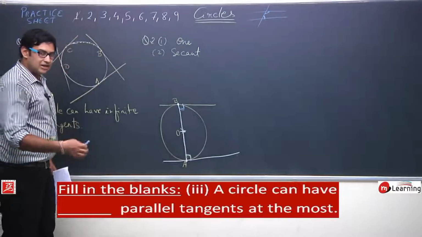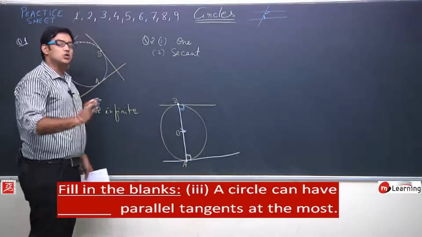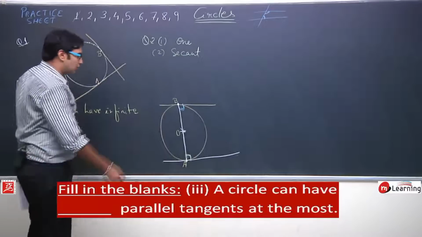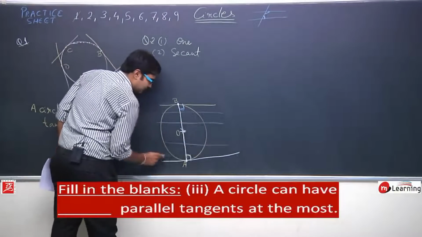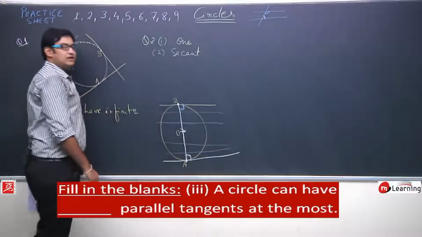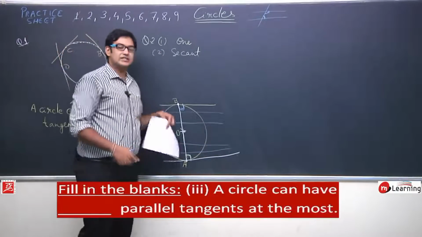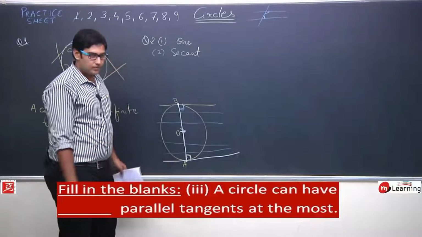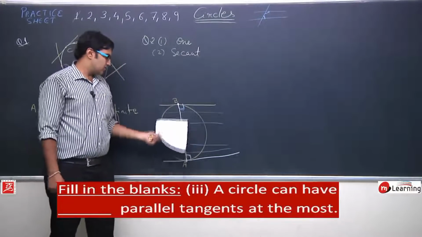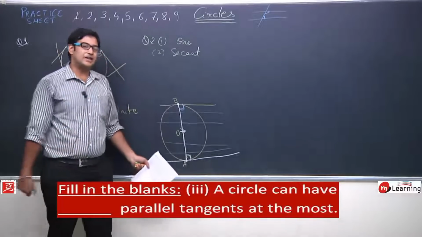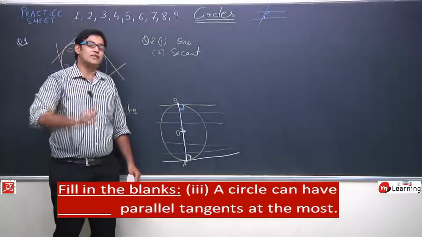Now, can I similarly draw any other tangent that is parallel to these two tangents? No, I cannot. I can draw various secants like this. These are the secants, but only two tangents can be drawn which are parallel to each other, not multiple tangents. And the reason is very simple. The sum of the interior angles of these two parallel lines and the transversal is equal to 180 degrees. It can happen only once.